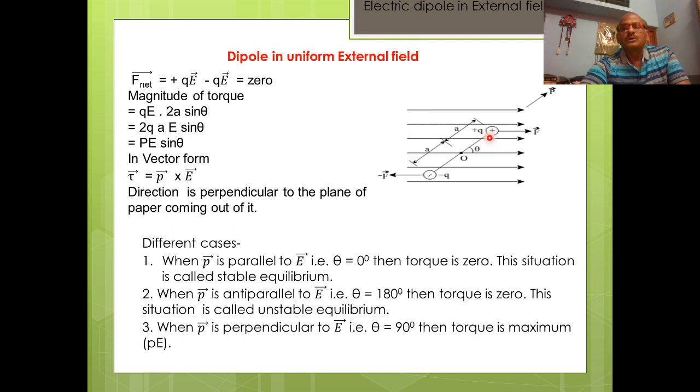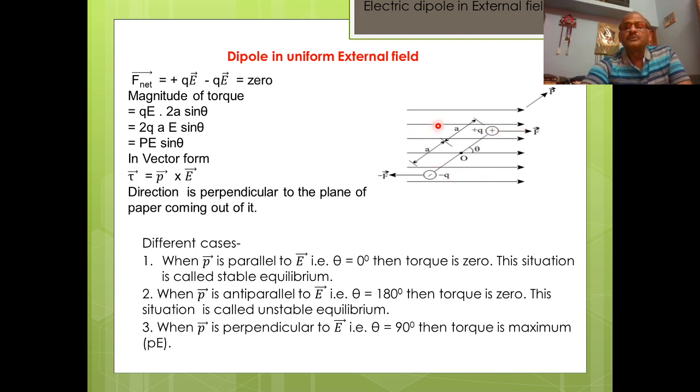Then the force on the plus q is along the direction of the field, and on the minus q opposite to the direction of the field. So the net force on the dipole will be the vector sum of the force on the positive charge and the force on the negative charge, and these two forces are equal but opposite, so the net force is 0. And if the net force is 0, then there is no translatory motion.